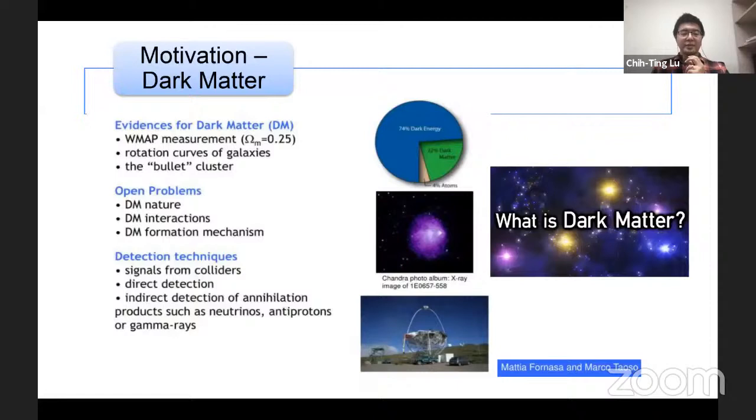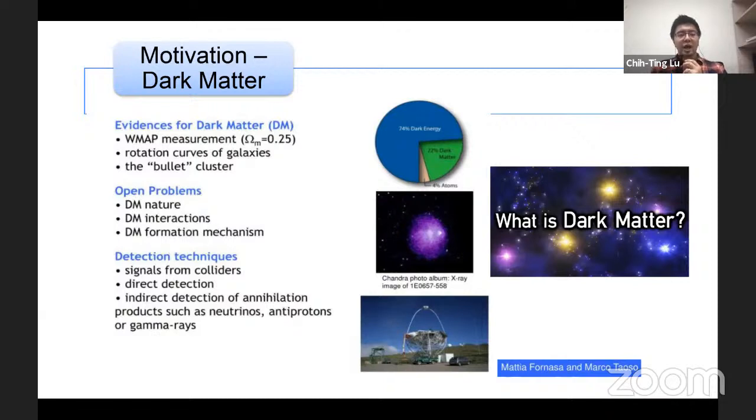So as we know, dark matter is a very important question. Even though we already have much evidence for dark matter from gravitational interactions, like the really abundant evidence from the rotation curves of galaxies and also the Bullet Cluster, there are still many open problems. For example, the dark matter nature and interactions, and the dark matter formation mechanisms.